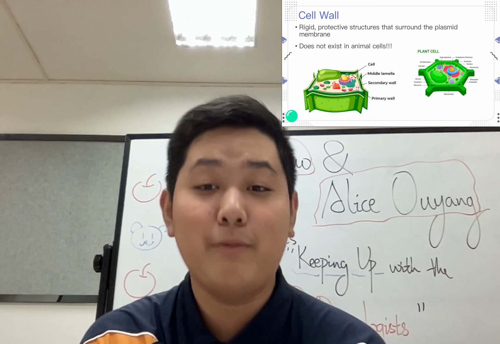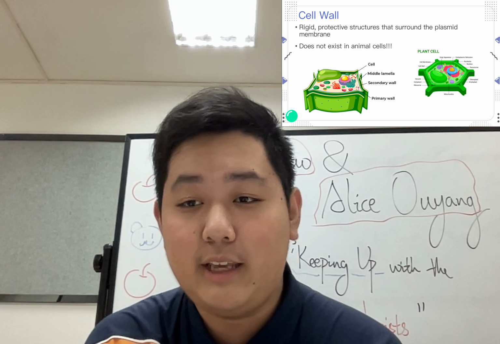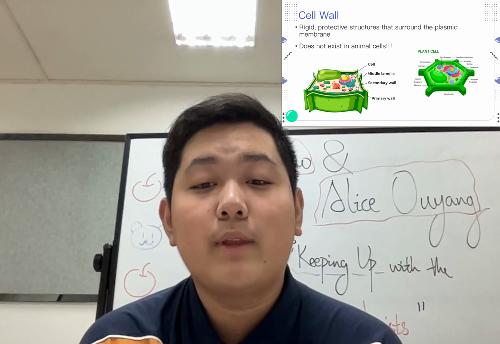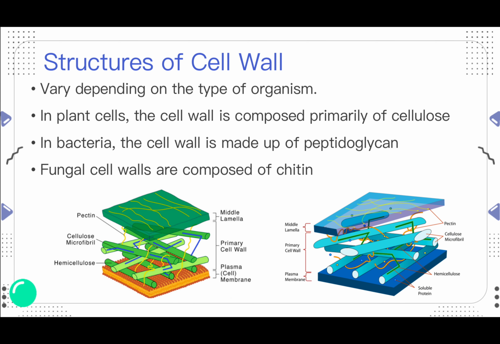Okay, fine. So they're rigid, protective, and surround the plasma membrane of many types of cells, but not animal cells. The structure of cell walls can vary depending on the type of organism. In plant cells, the cell wall is composed primarily of cellulose, which is a carbohydrate polymer. In bacteria, the cell wall is made up of peptidoglycan, which is a complex polymer made up of sugars and amino acids. And fungal cell walls are composed of chitin, which is a nitrogen-containing polysaccharide.